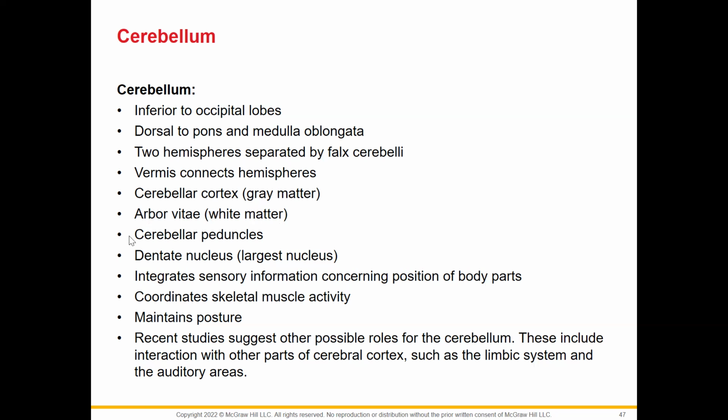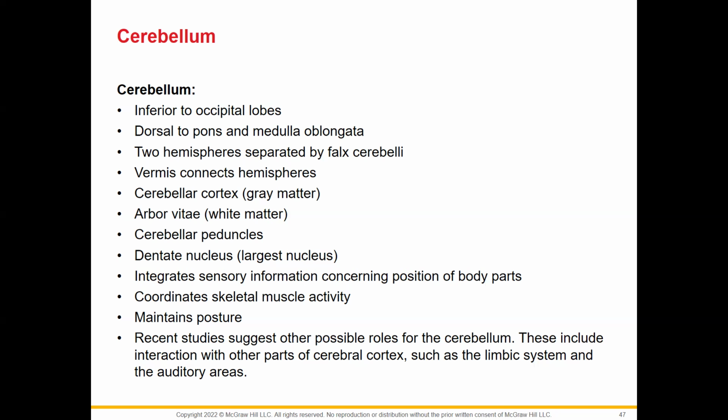You also have the cerebellar peduncles, and the dentate nucleus, which is the largest nucleus in the cerebellum. Make sure that you are understanding: look up the definition of nucleus with respect to the brain, because a nucleus in a cell is not the same as a nucleus in a brain. What is meant by a nucleus? Please look that up.